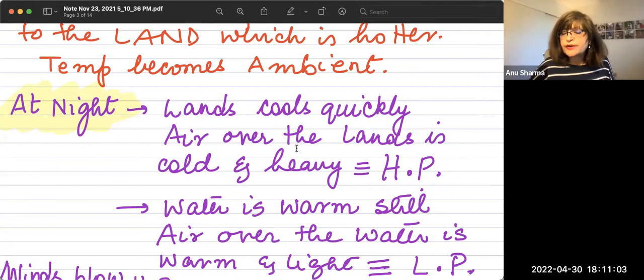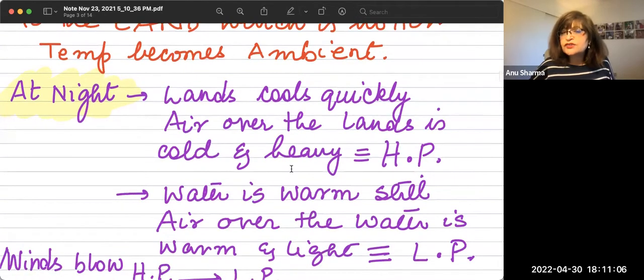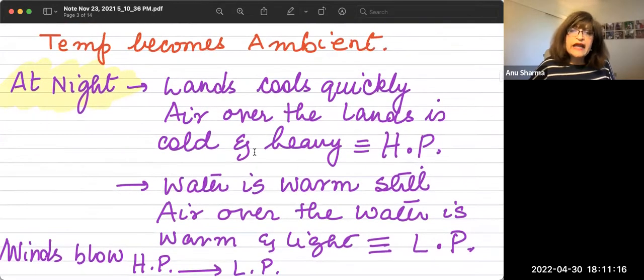The land, which got heated up quickly during the daytime, also cools down quickly. So the land cools quickly. Air over the land is cold and heavy, so therefore a high pressure region. Keep this in mind: heavy, high pressure; lighter, low pressure. So the air over the land is cold at nighttime, and so it's a high pressure region.